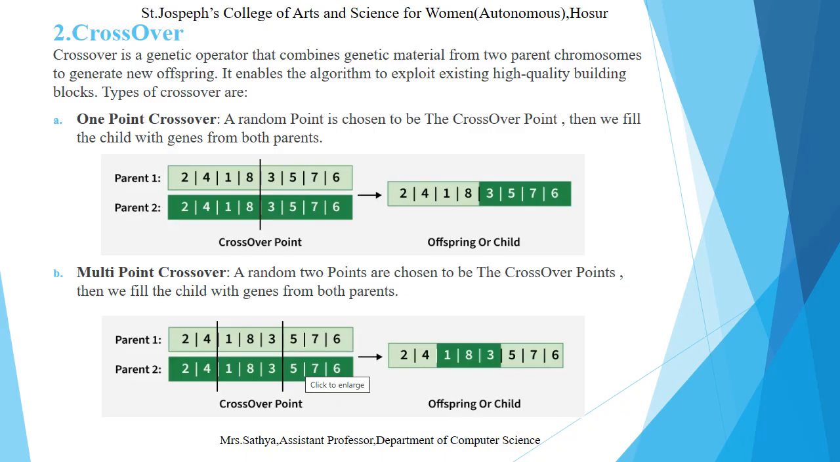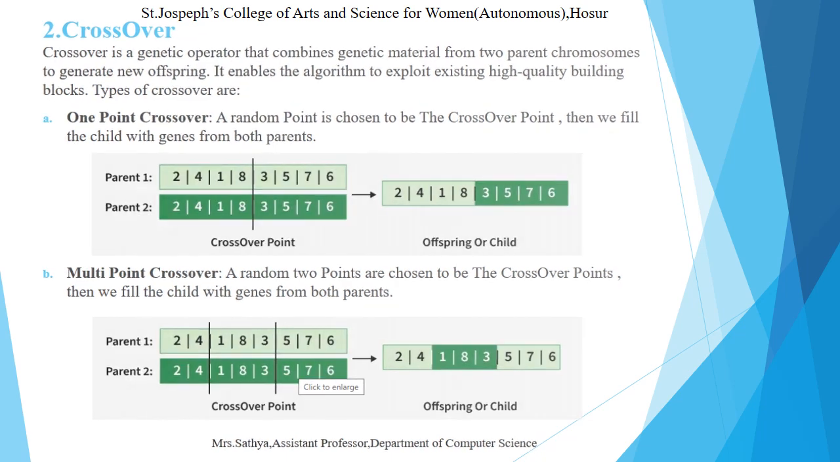Then multi-point crossover. Multi-point crossover means we select multiple points. Here parent 1 and parent 2 are there. From parent 2, first we take 2 values, and then from parent 1 the next 3 values, and then from parent 2 the first 3 values. So for that we have to take multiple values.